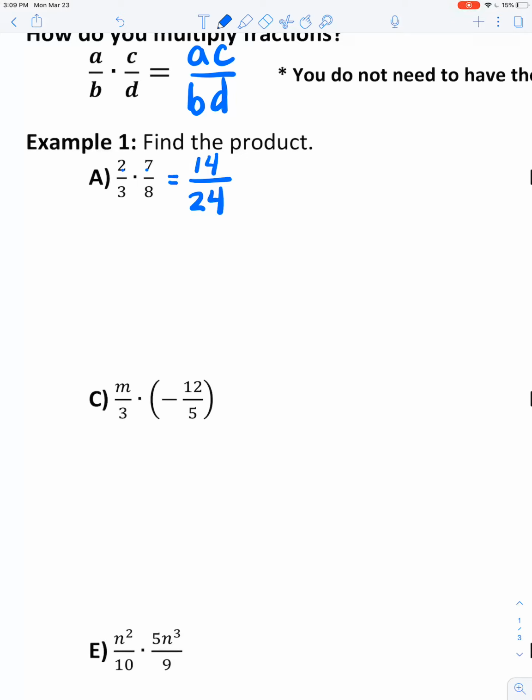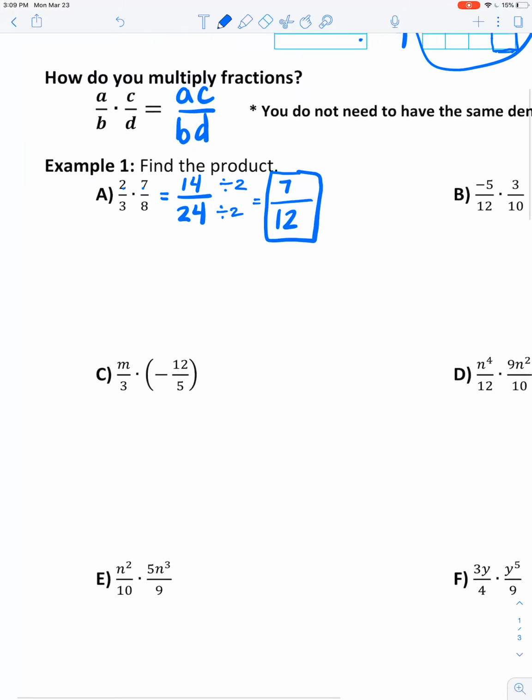So I note that both of those are even numbers. That's telling me that they both are divisible by 2. 14 divided by 2 is 7, and 24 divided by 2 is 12. That's as simplified as that problem can get.